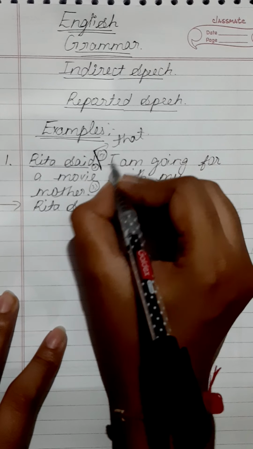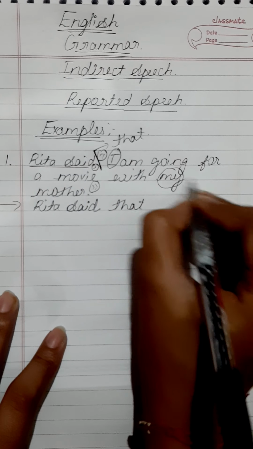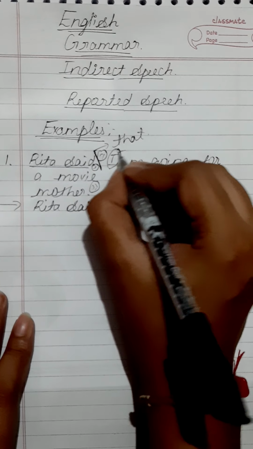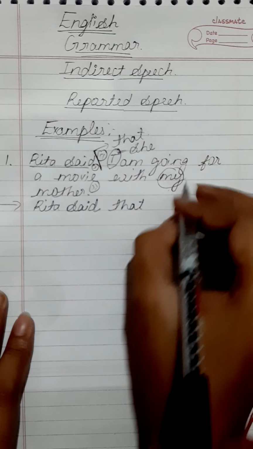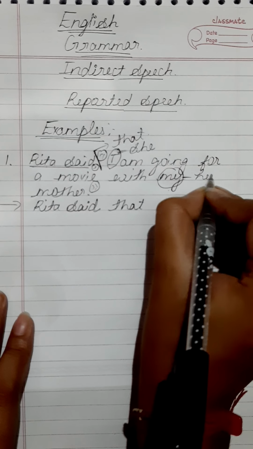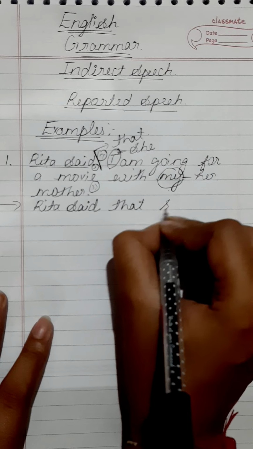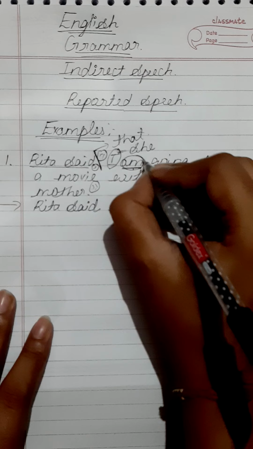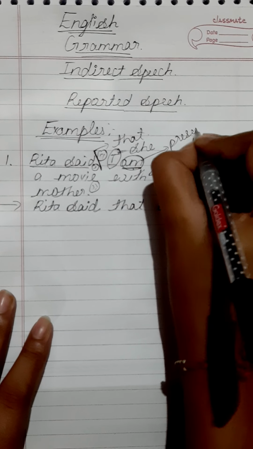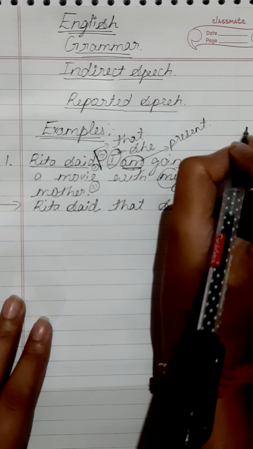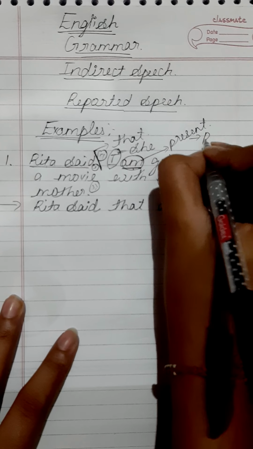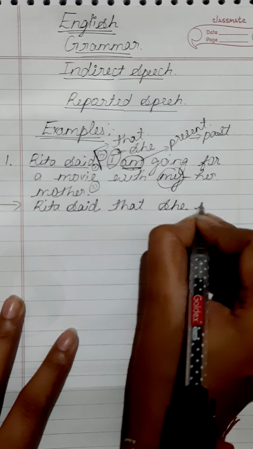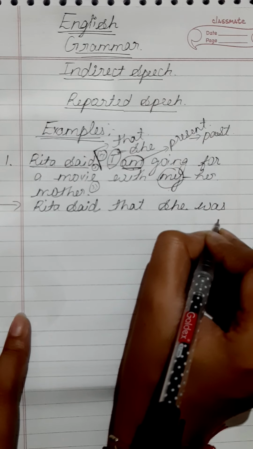Here we can see there are two pronouns. The first one is I, the second is my. Now both these pronouns are used for Rita. So instead of I, we will write she, and instead of my, we will write her. So let us move forward. That she. Now here we have am. Am is in present tense. But while converting direct into indirect, present tense is converted into past tense. So the past tense of am will be was. Everything else will remain as it is.